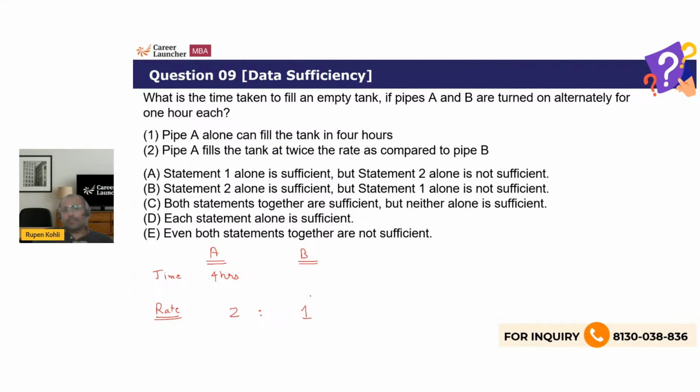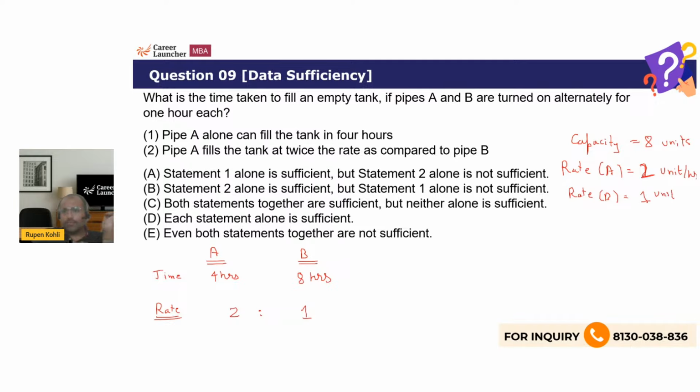Now, if I combine, then obviously since the rate of A is double, the time of A will be half of that of B, or we can say that B will fill the tank in 8 hours working alone. Let me take the tank as a capacity of 8 units, because 8 is the common multiple over here. So now the rate of pipe A will become 2 units per hour, and that of B will become 1 unit per hour.